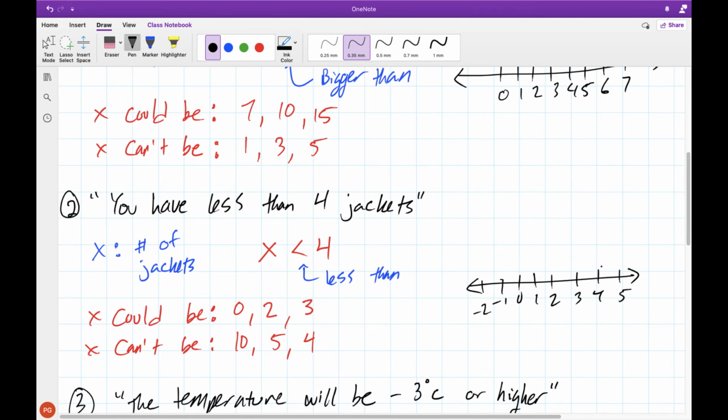We can do something similar with example 2 here. Again, the important number is 4, so we'll draw a circle above 4. But now it's smaller than 4, so we draw an arrow in the opposite direction. Again, we leave it empty because it can't be equal to 4, but it can be anything that's smaller.